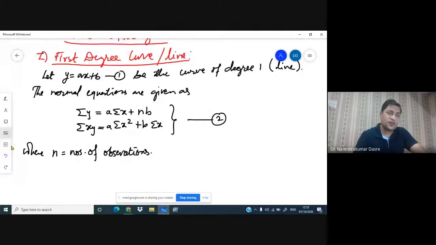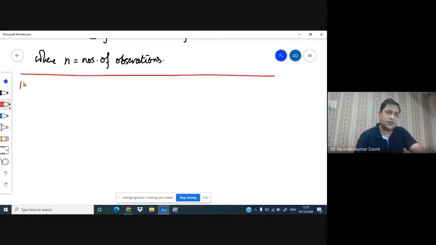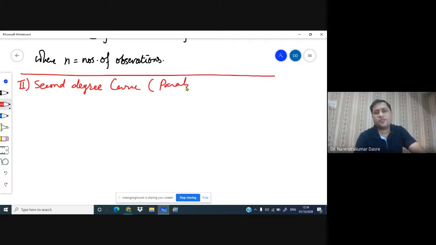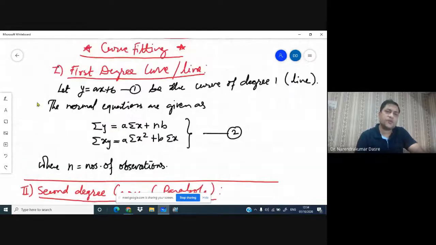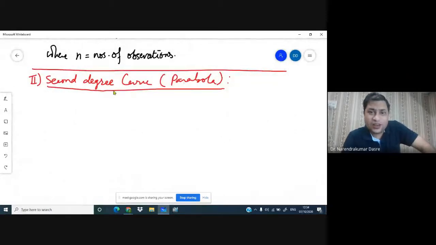Now we have to think of the next curve, the nonlinear curve. So we consider that to be the parabola, or the second degree curve. Okay, so in the question, it will be given to you as fit the second degree curve, or fit the first degree curve, or fit the line to the following data, or fit the parabola to the following data. So you must know all these terms that they are going to be saying. Now, the second degree curve, the parabola.